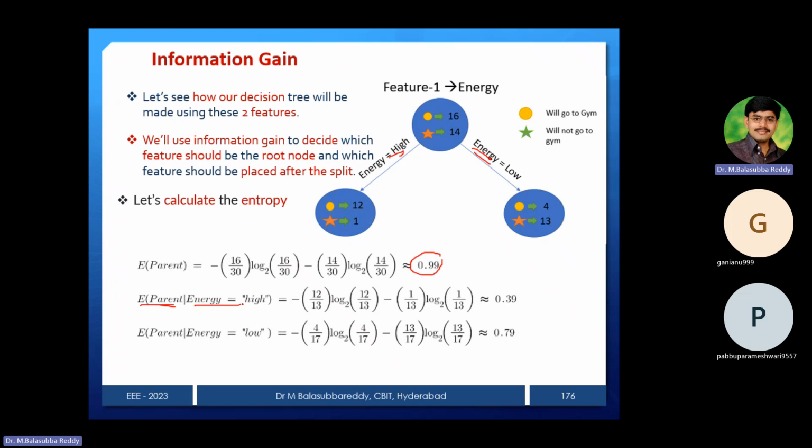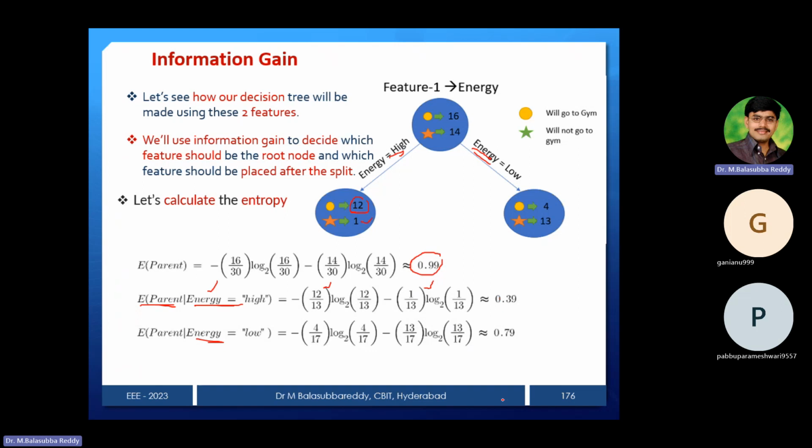At the root node, we have the cases where energy is high and where energy is low. When energy is high, what is the positive count? 12 out of 13, so 12 by 13. The formula is log of 12 by 13 minus the negative, energy is negative. How many do you get? This is 1 by 13. So now we get the entropy when energy is high, and you got it as 0.39.